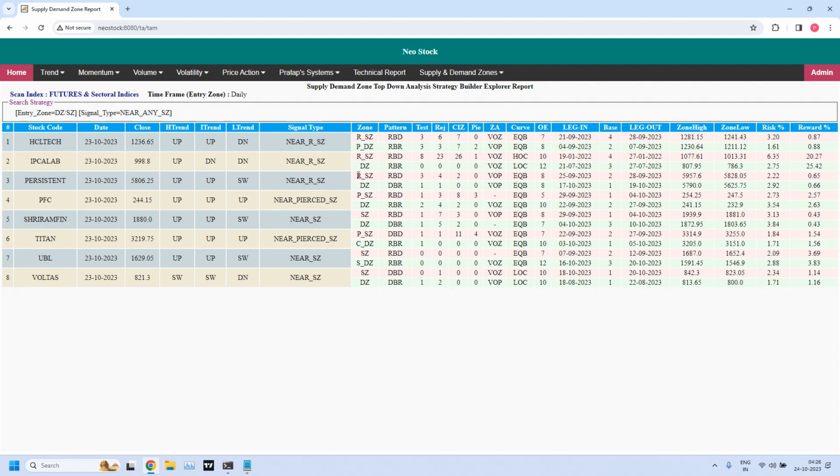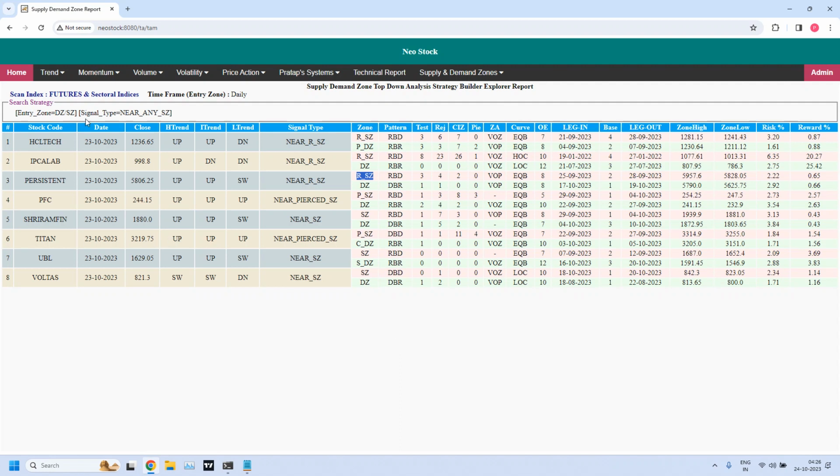And next one is Persistent. Previously, once we got a good trade in Persistent. So again, it came to the supply zone. So that's it about the high liquidity supply zones.